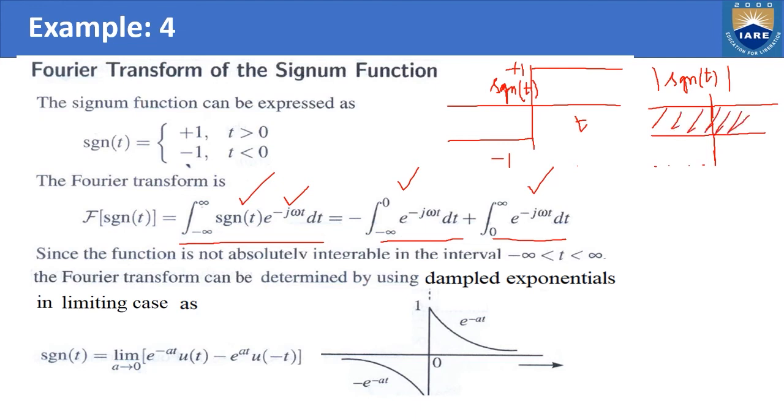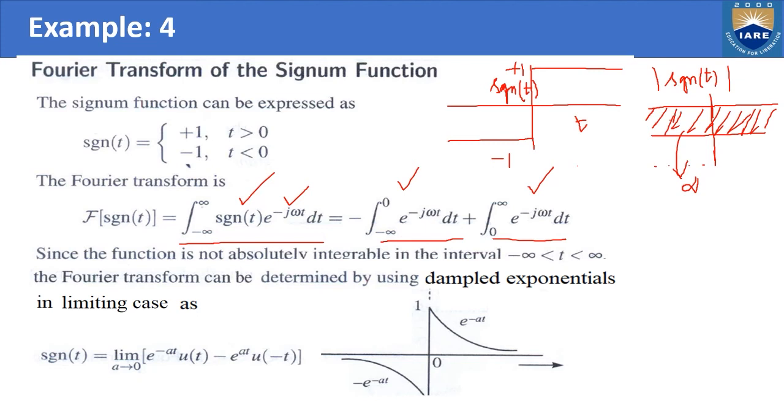If I integrate this one, the area becomes infinite, because this area is infinite. So it is violating the Dirichlet conditions. The first condition is not satisfied. So you cannot use this regular method. You have to do some kind of approximation.